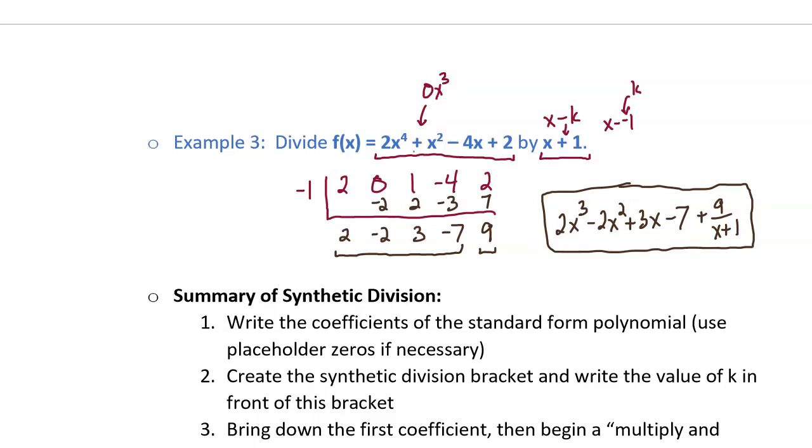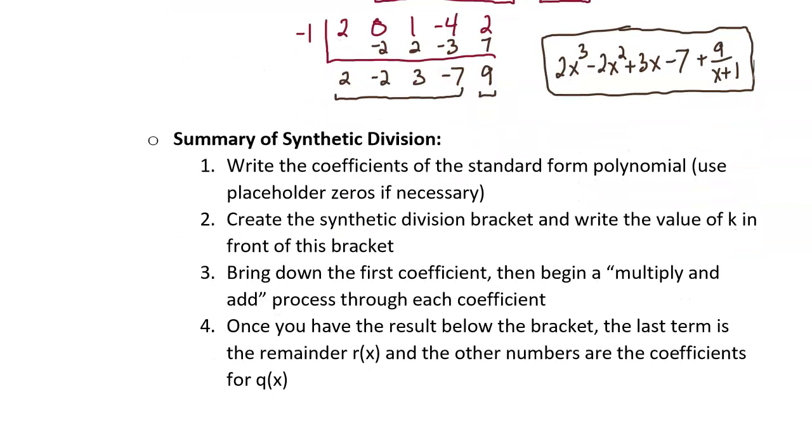Okay, we've done 3 examples now where I've shown you step by step how you perform this procedure called synthetic division. Let's summarize the steps of synthetic division. Step 1, write the coefficients of the standard form polynomial and use placeholder zeros if necessary. Notice I said standard form. The original polynomial must have the terms written in that decreasing order of exponent. And if any terms are completely missing, that's where you need the placeholder zeros.